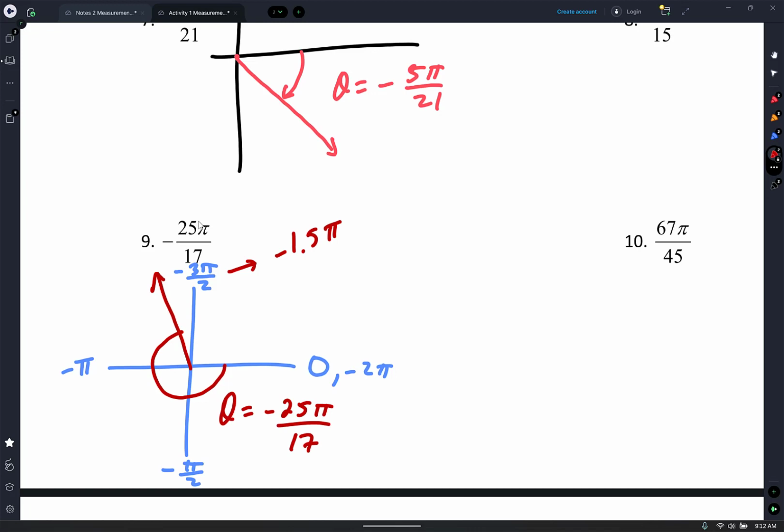Now I got to figure out my reference. So I'm going to come over here. This is my reference angle, theta R. Remember that the reference is never negative. So I'm going to pretend like this is negative 17 pi over 17, and that will give you the negative pi. So what is the difference between negative 17 and negative 25? I'm just going to turn it to a positive, by the way. So 5, 6, 7, 8. Is it 8? I'm just doing the difference between 17 and 25. So my reference angle is 8 pi over 17.